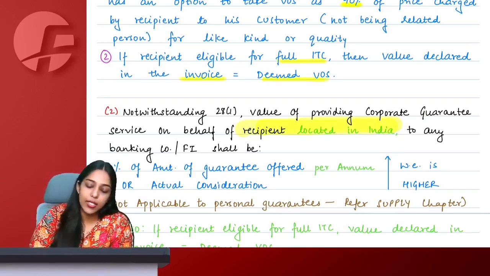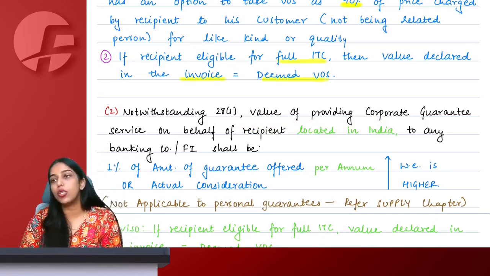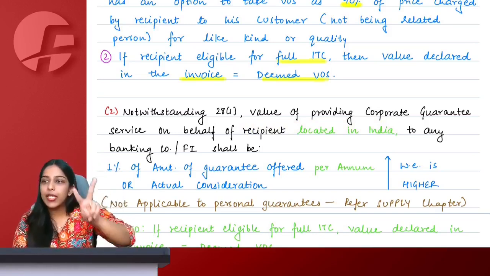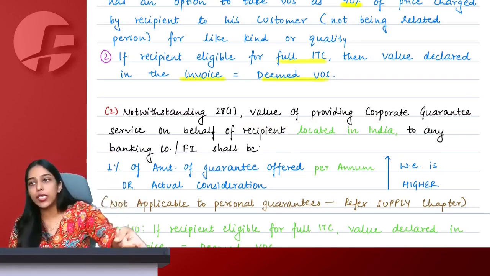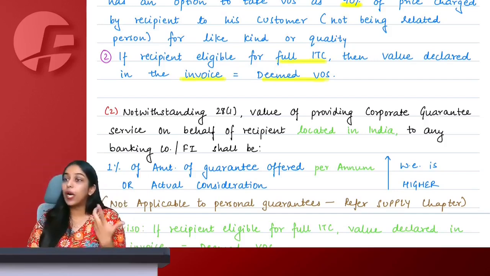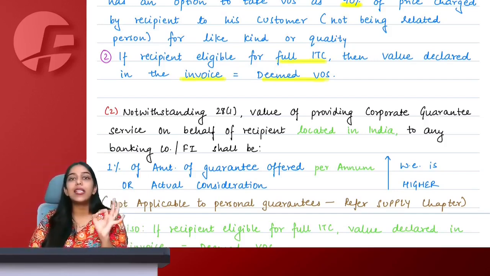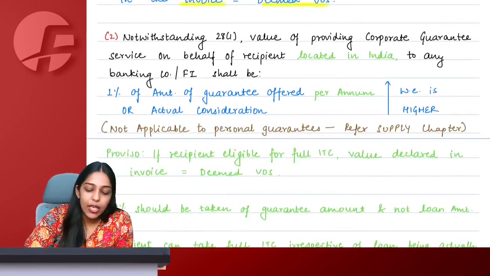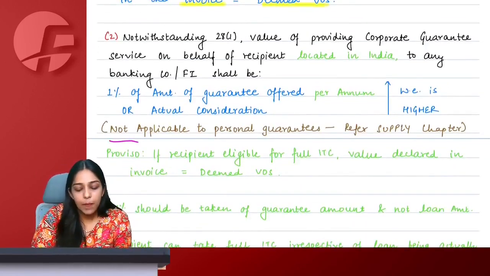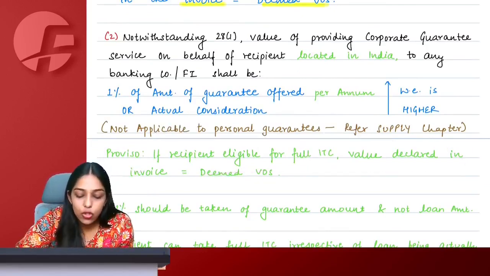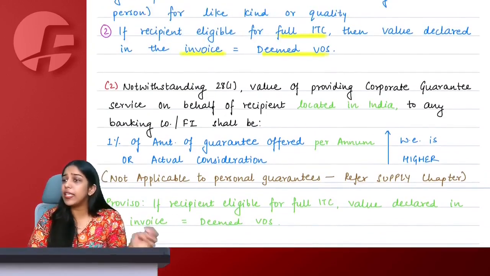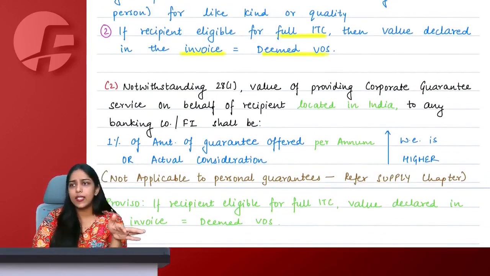Then in that case, this will fall under Rule 28 because two related companies are entering into a transaction where one related company is giving a corporate guarantee to another related company to take loans, and the company taking the loan should be a company in India only. If ITC is available to that company for the corporate guarantee service, then whatever we declare in the invoice will be accepted as the value of supply. But if ITC is not available, for any reason, it could be possible that my related company who is taking the loan is not even registered. It is possible they cannot take ITC.